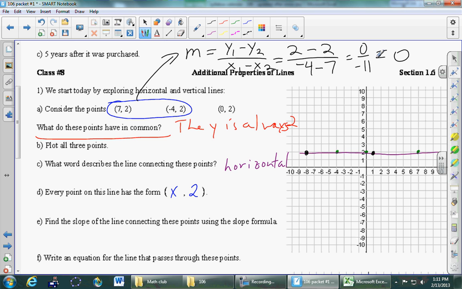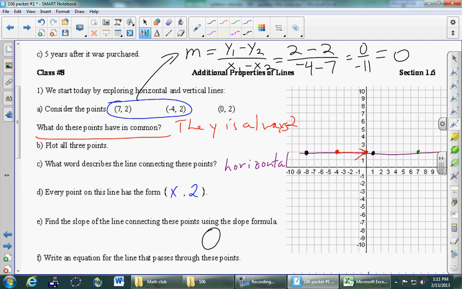What we're discovering here is that the slope of a horizontal line is 0. It doesn't matter where that line is. How much is the rise between any 2 points? 0. None, right? You don't rise at all. If you decided you were going to walk from this point to this point, you rise 0, and then you run some number, 4, 11. It doesn't matter because the rise is going to be 0, and 0 divided by anything is 0.